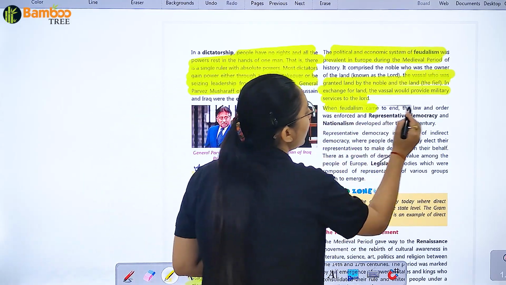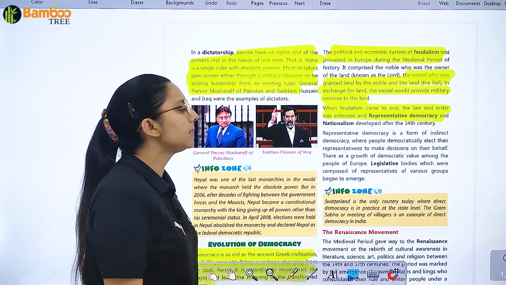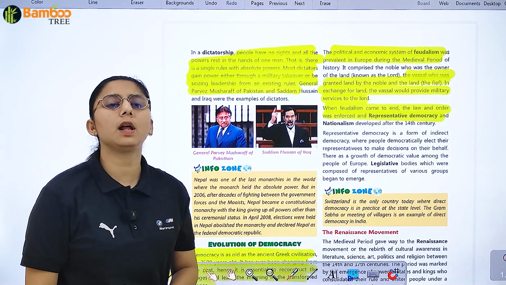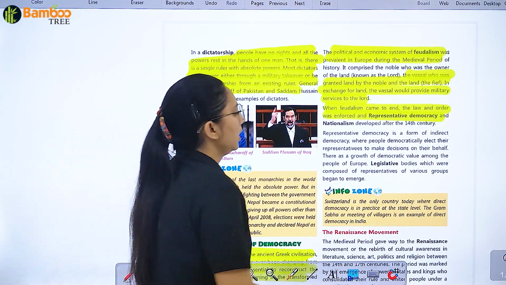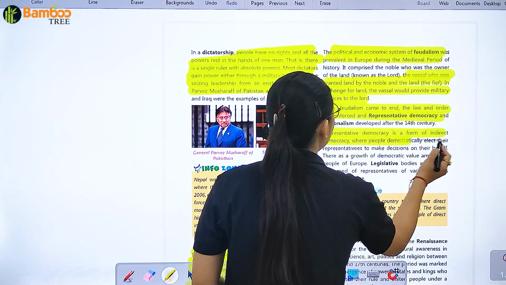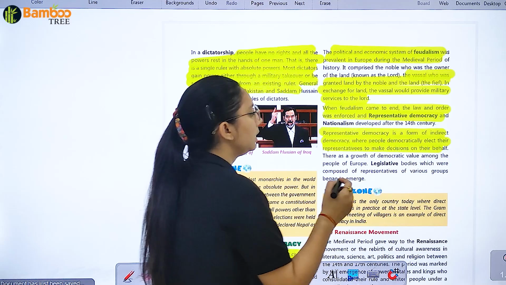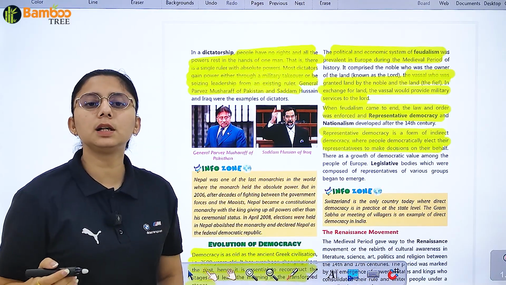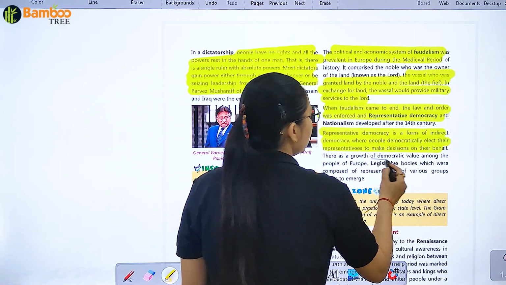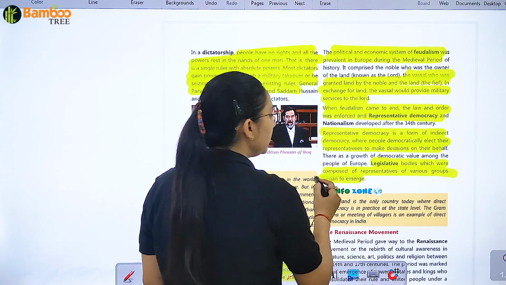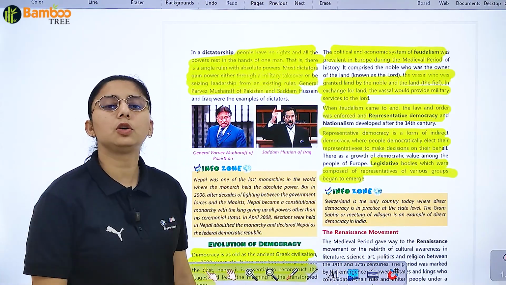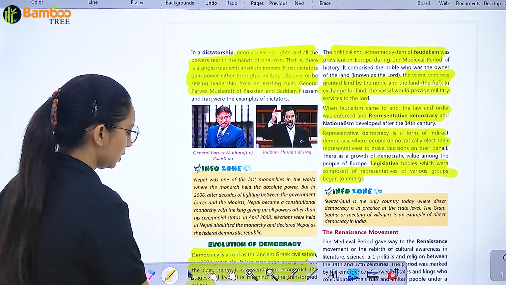When feudalism came to an end, law and order was enforced, and representative democracy and nationalism developed after the 14th century. Representative democracy is a form of indirect democracy where people democratically क्या करते थे, अपने representative को elect करते थे. Legislative bodies, which were composed of representatives of various groups, began to emerge. उन्होंने emerge होना start करा.